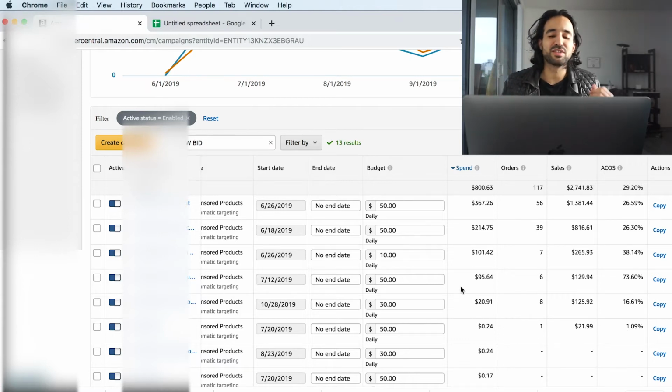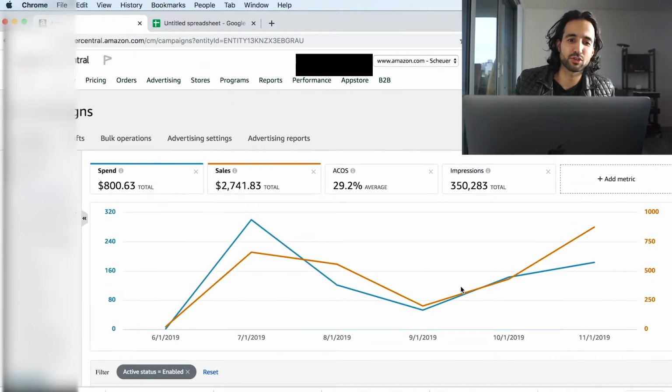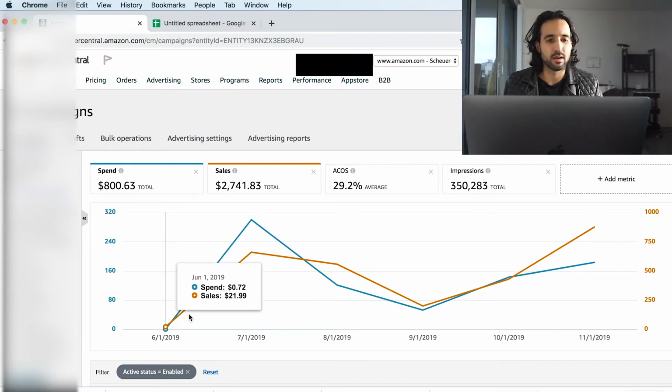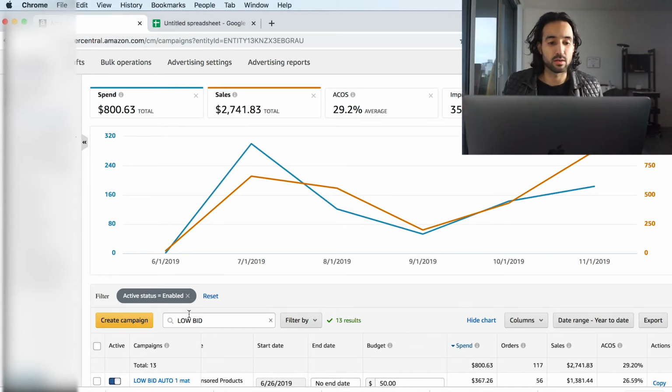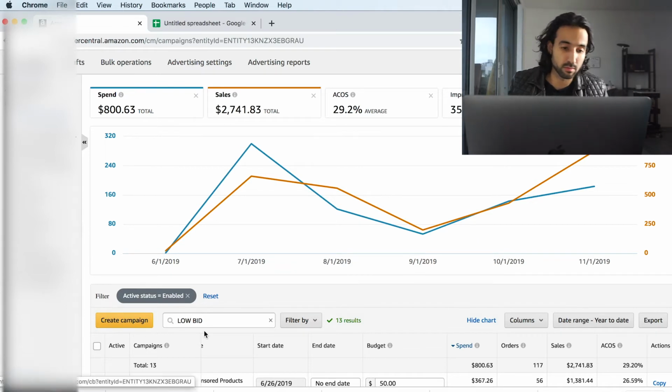Okay, guys. So I'm going to show you how I create these low bid campaigns. You just set them up and they just work in the background. They just generate you money, right? You set it up, forget about it, and let it run. You don't have to keep checking it. That's the beautiful thing about it.